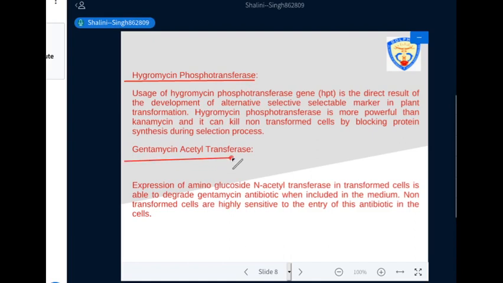Expression of aminoglycoside N-acetyltransferase in transformed cells is able to degrade gentamicin antibiotic when included in the medium. Non-transformed cells are highly sensitive to the entry of this antibiotic in the cells.